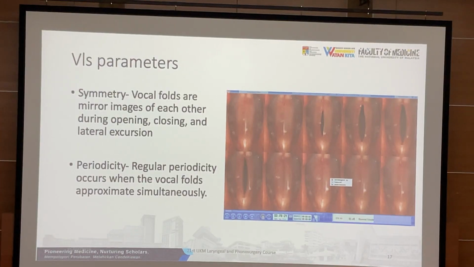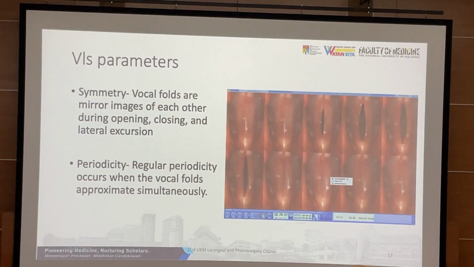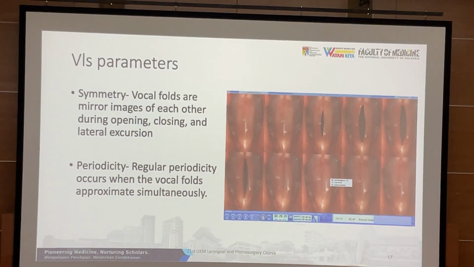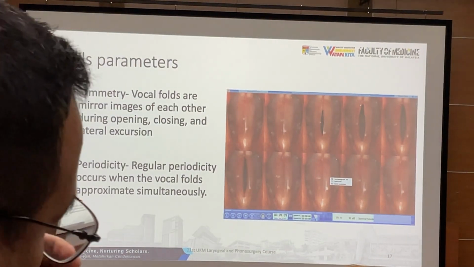Now, how do you see symmetry? When you look at the slow motion, close, close, close, during the open phase, you observe how it opens, left and right. Symmetry means that the left and right open at the same time, like a mirror image. Close, open, close, open. That is what we call a symmetrical mucosal wave. You may see a mucosal wave where one is already open, the other one not open yet, and it becomes yo-yo like that. That is severe asymmetry of the mucosal wave.